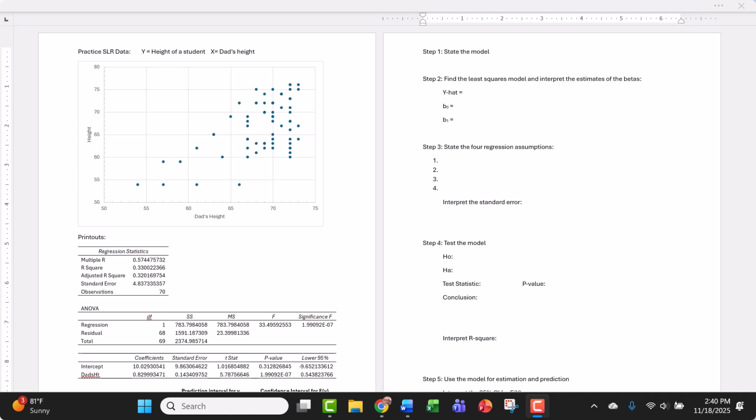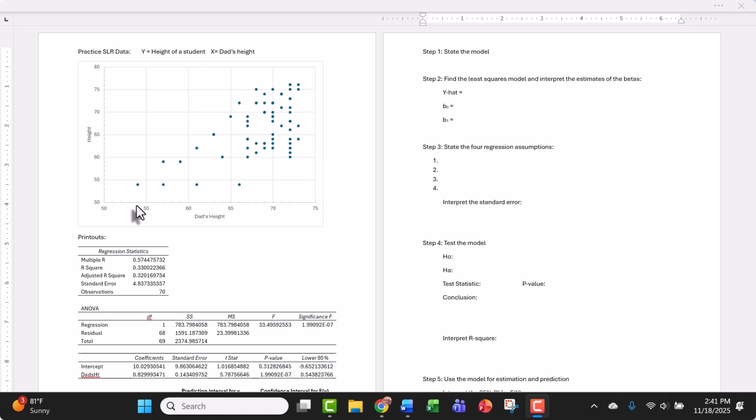So what you see on the screen is a data set. I mentioned how regression got its start trying to predict the height of children based on dad's height. And so I collected some data. I collected 70 observations, 70 students, and I asked them their heights and their fathers' heights. And you can see the scatter plot.